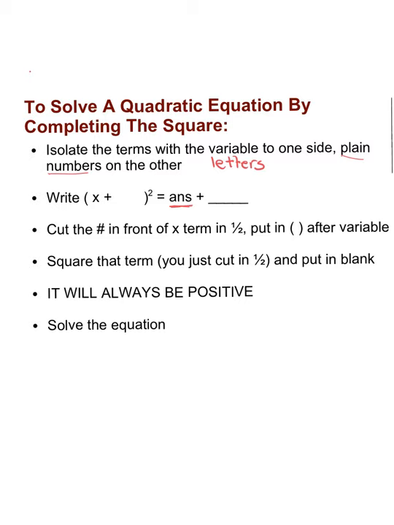We're going to cut the number in front of the x term in half and put it in the parentheses after the variable. So if we look at that, we're going to cut the number in front of the x term in half, and we're going to put that here. Then you're going to square that term that you just cut in half and put it in the blank. It will always be positive. Please make sure you put a big star here. This number here has to be positive all the time. And then we're going to solve the equation.